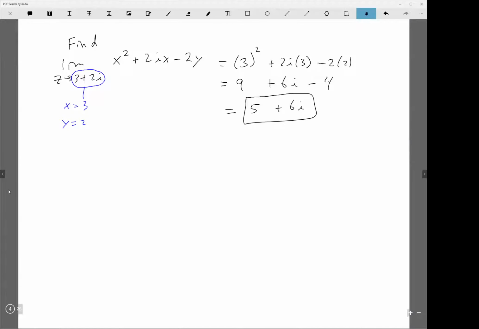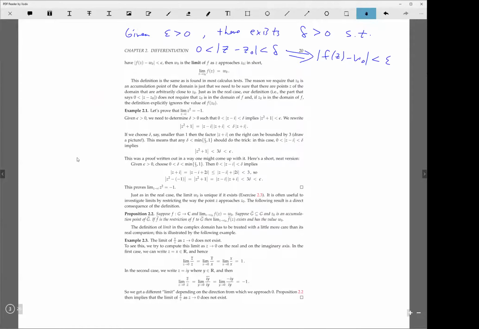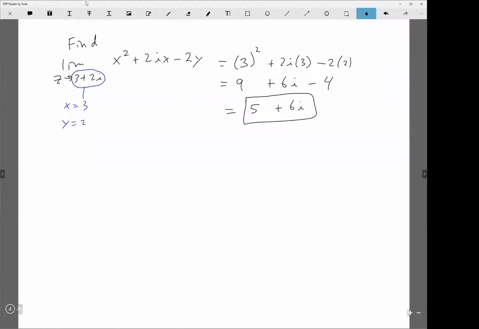Let's see here. Here's another proof in the examples that you can look at. Here's an example of a limit that doesn't exist that you ought to look at. Let me give you another example of a limit that doesn't exist. And I'll do it right here.